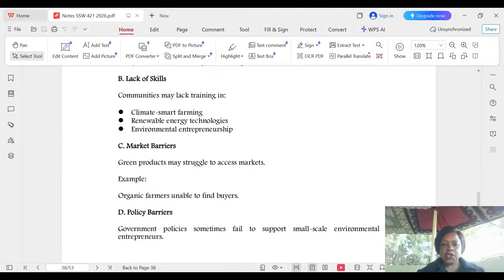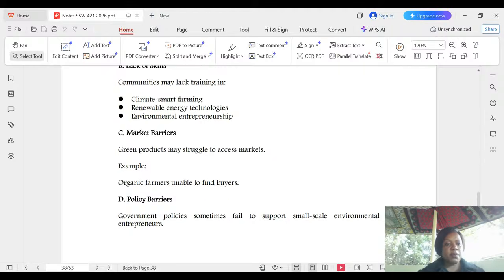You'll also face the issue of market barriers. Right now, green products may struggle to access markets because of their cost. For example, organic farmers will be competing with non-organic foods that are maybe half the price. You'll find a variance in the cost of eggs, for example. Some are very cheap and some are more expensive. And so when people are hard up on money, they'll just prefer to purchase the cheaper food.